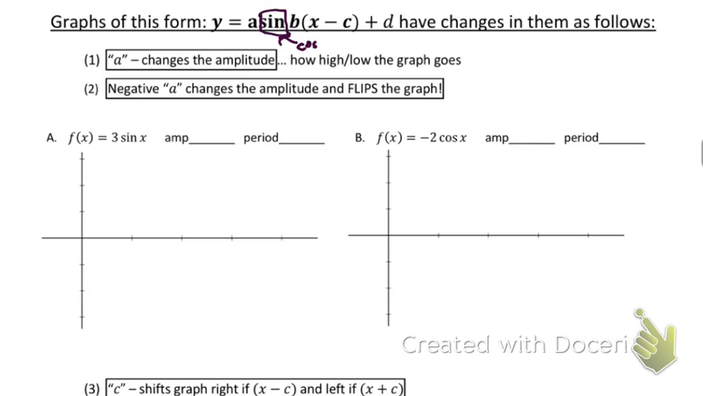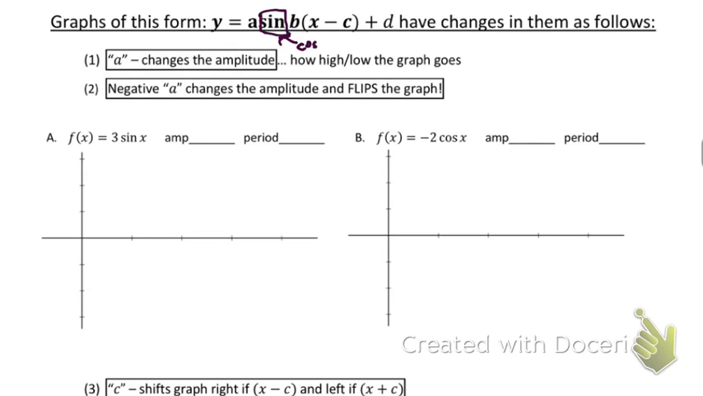All right, let's talk about that a, that number that's out in front, very out in front. That's going to change your amplitude, or how high and low a graph goes. A negative a changes the amplitude and flips the graph. In fact, when I'm dealing with a graph like this, I'm always going to take care of the amplitude first, no matter how many shifts we have.